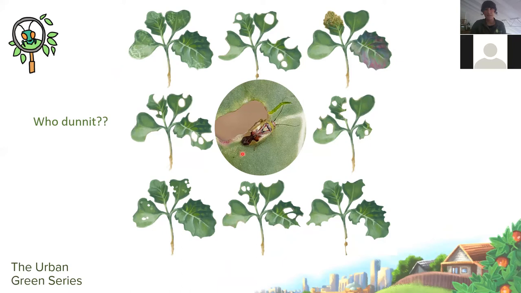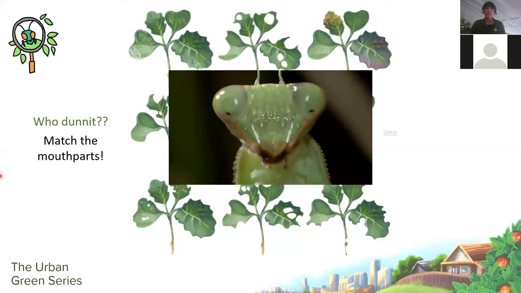But essentially, we want to take the same approach we took to how we might identify species and instead focus on bigger groups. And similarly with damage, we can try and focus on bigger groups of what sorts of damage might be formed. And in this case, we can match general insect mouth parts to general types of damage. And that will get us started on identifying who's been chewing in our garden.